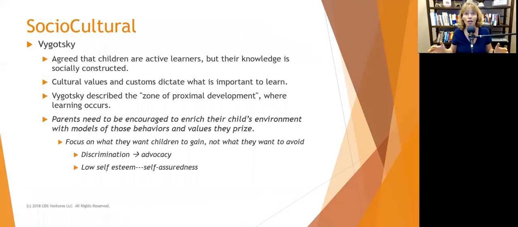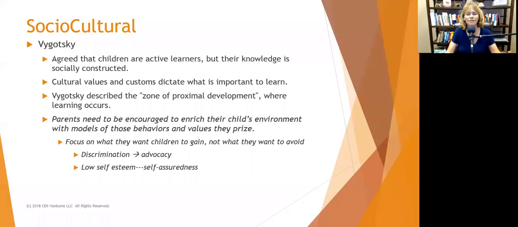That's where learning occurs. So we need to encourage parents to enrich their child's environment with models of the behaviors and values they prize. If you want them to be caring, loving, empathetic little beings, then you're probably not going to be letting them watch movies about serial killers when they're 4 years old. You want them to see the types of behaviors that you want them to espouse. You want them to be able to see that and learn from it.